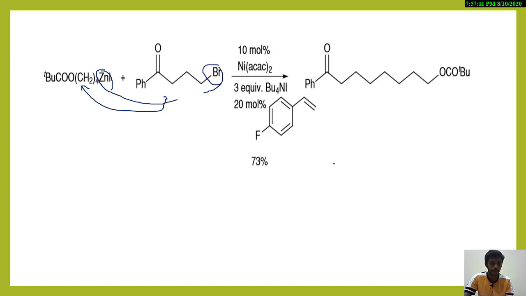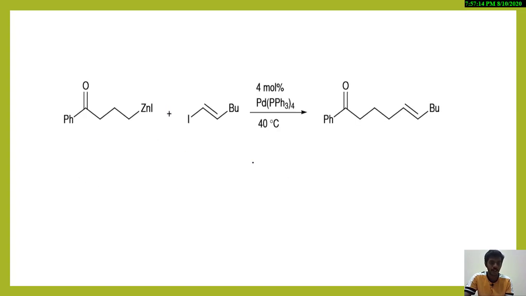And this is another example. See, this is the starting material and alkenyl halide is added here in the presence of palladium triphenylphosphine at 40 degrees centigrade. The zinc iodide bond and this iodine will be eliminated, and this will couple here to form the product, and thus the carbon-carbon single bond will be formed between these two compounds, and thus the Negishi coupling is explained here.